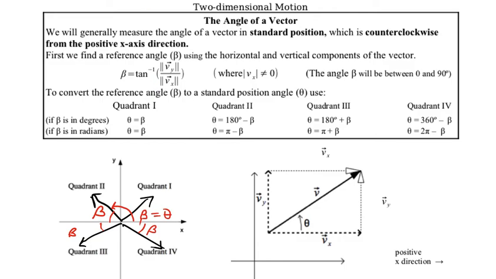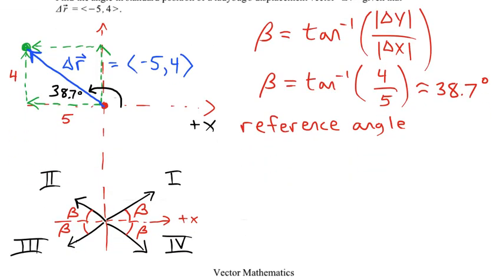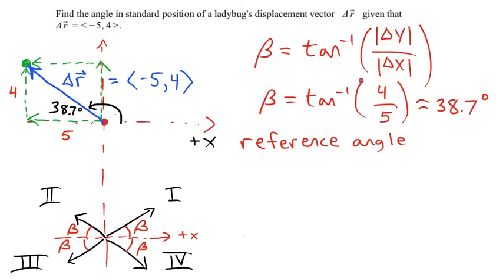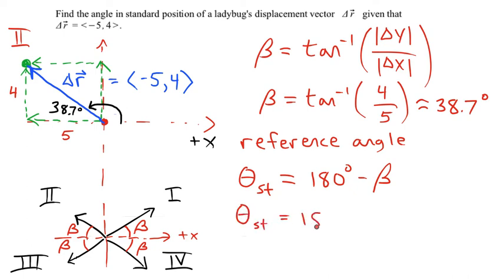So we are pointing in quadrant 2 with our vector. So let's use the formula. Theta standard will be 180 degrees minus beta, which is going to be 180 minus 38.7. So our standard position angle is 141.3 degrees.